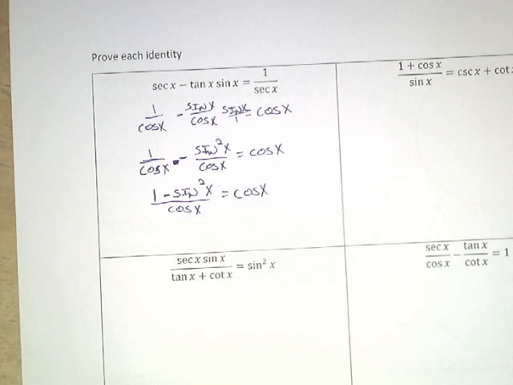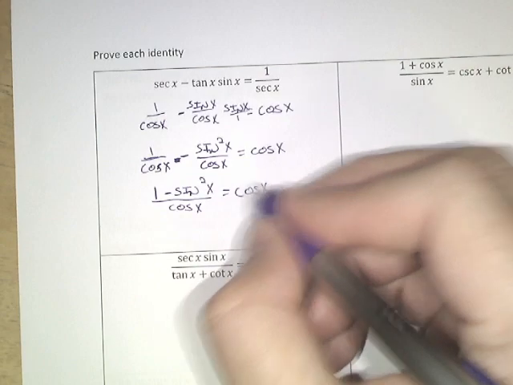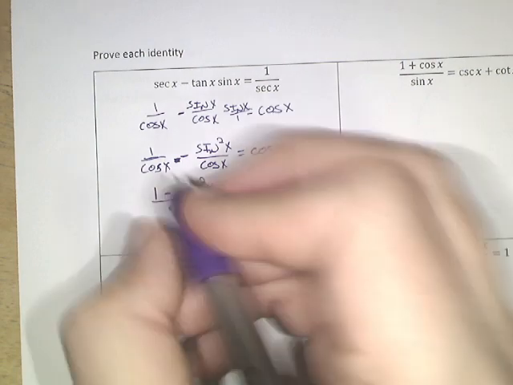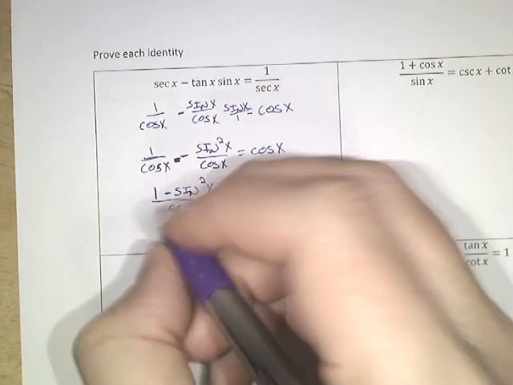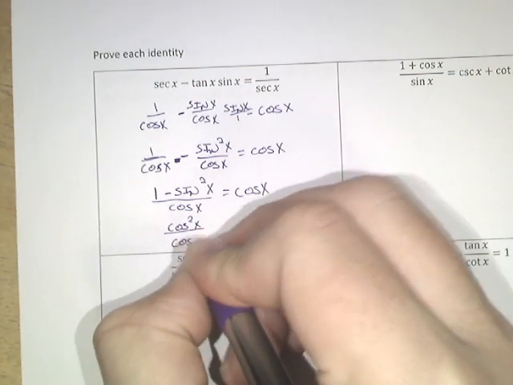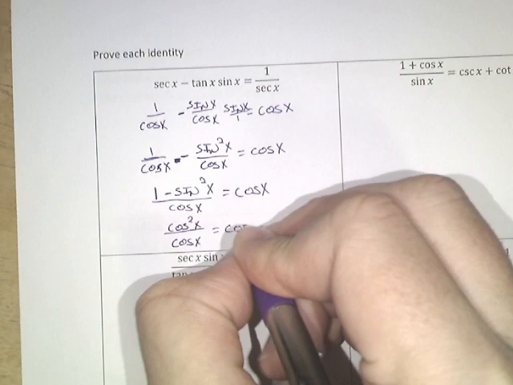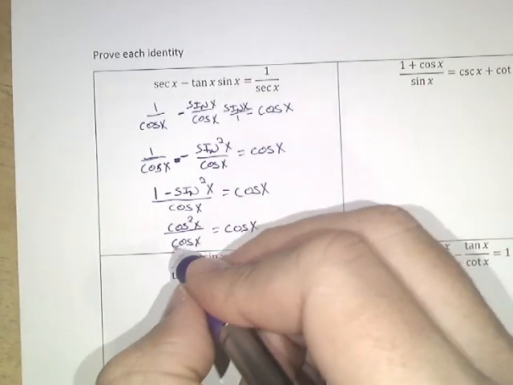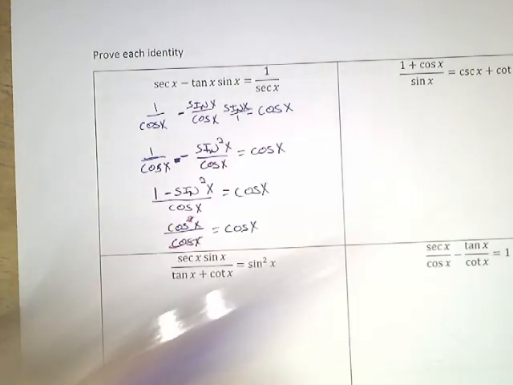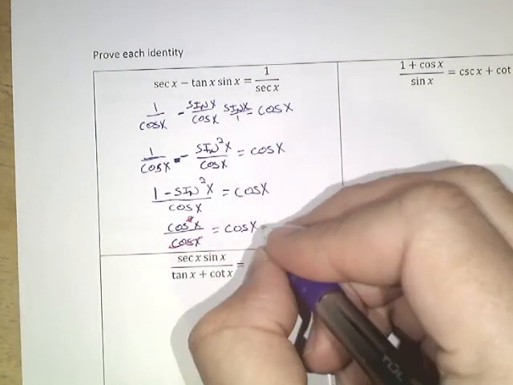And now you have a couple of options. You can multiply both sides by cosine x. That would give us cosine squared over here. 1 minus sine squared equals cosine squared. That's a Pythagorean identity. You're done. Another option: 1 minus sine squared x is equal to cosine squared, so you could say this is cosine squared x divided by cosine x is equal to cosine x. And then this cosine on the bottom would cancel out that cosine there, leaving just cosine x equals cosine x, and we're done.